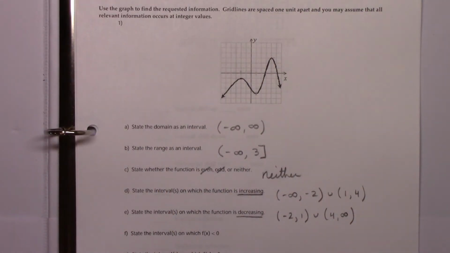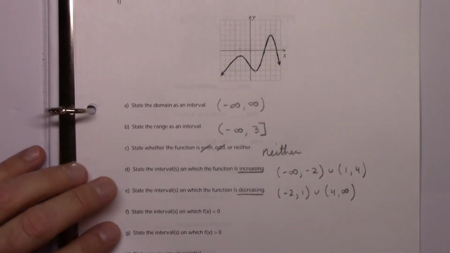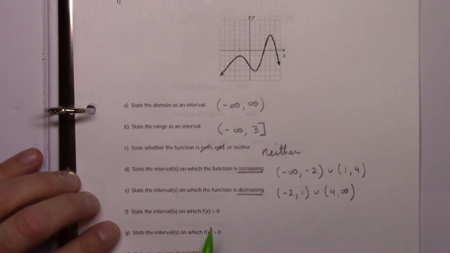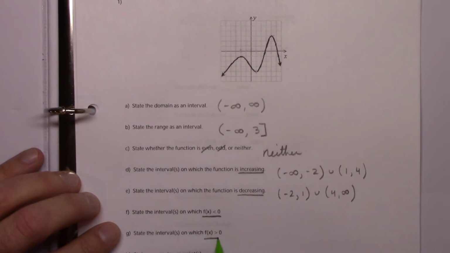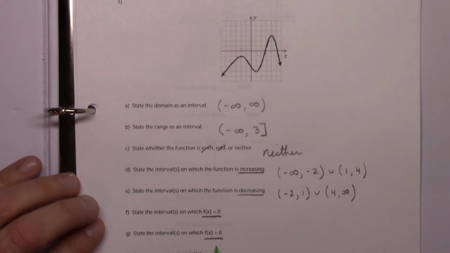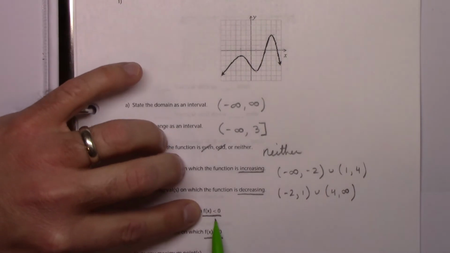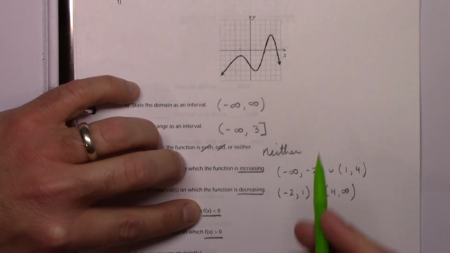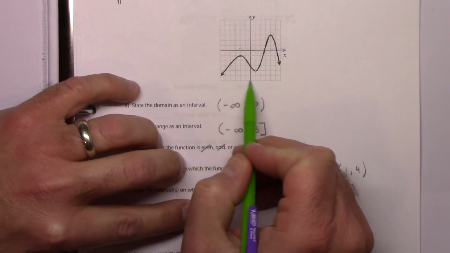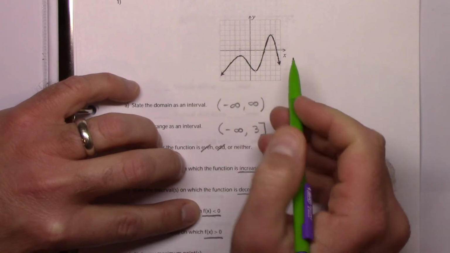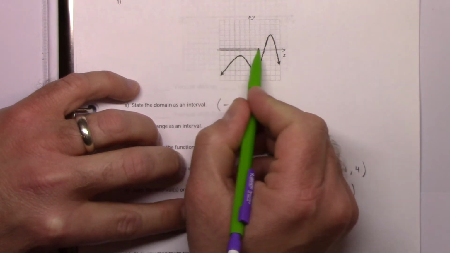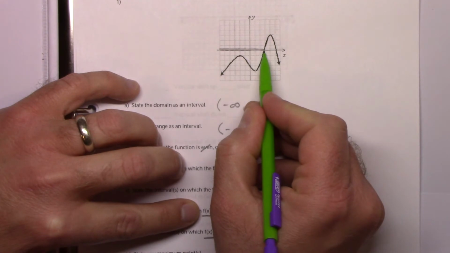So for the next part, parts F and G, they ask us to state the intervals where the function is less than 0 or greater than 0. This basically is just asking you when the function is below the x-axis or above the x-axis. So we'll answer the questions one at a time, starting with the below. You can see this entire portion of the graph is below the x-axis. So I'm going to mark the x-axis until I reach this point.